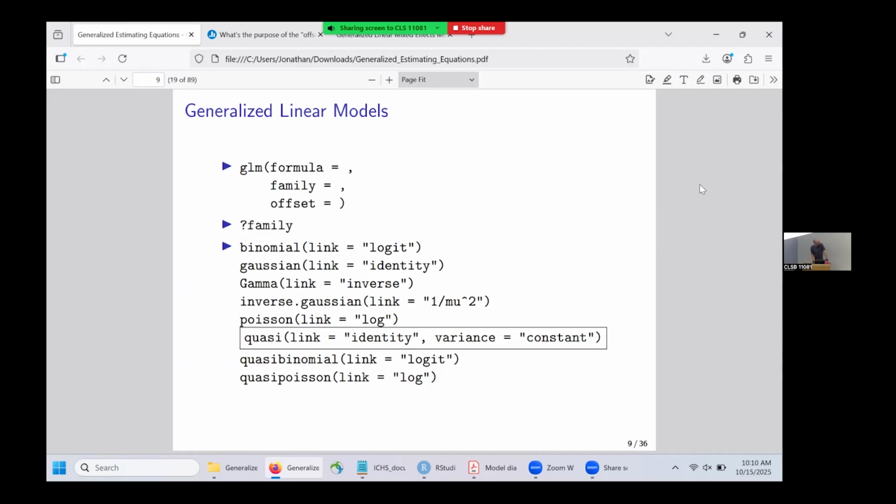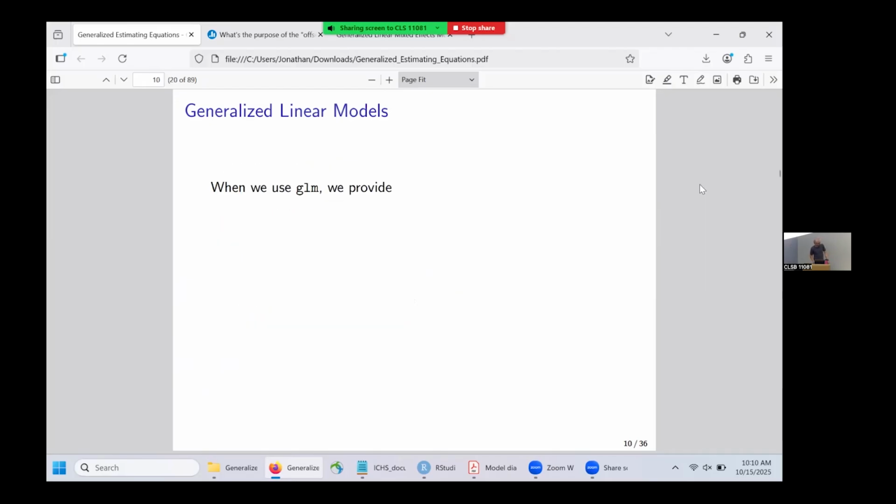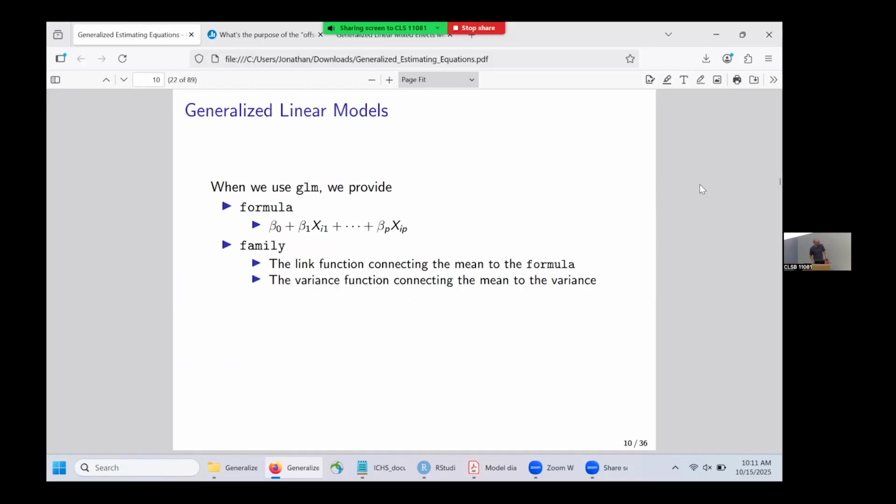It's not displayed here on the screen, but for the binomial distribution, the variance function is going to be mu times 1 minus mu. For the Poisson distribution, the variance function is going to be just mu. All right, so just to review, when we use GLM, we provide the formula, which is our linear model, the family, which takes care of the link function connecting the mean to the formula, and also the variance function connecting the mean to the variance. We provide an offset if necessary.